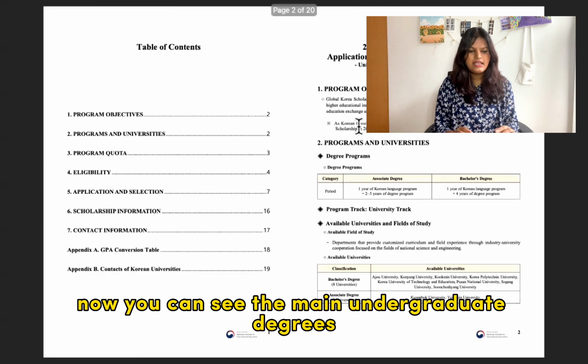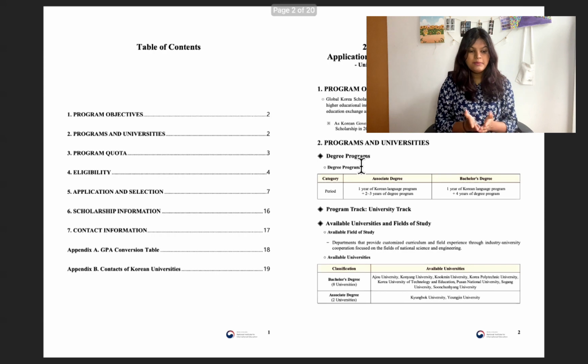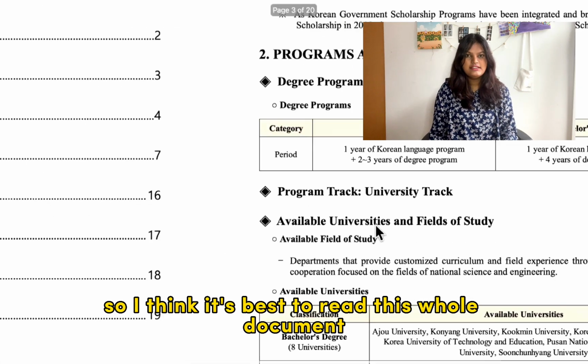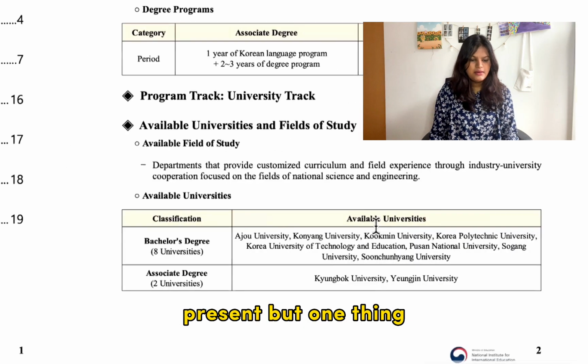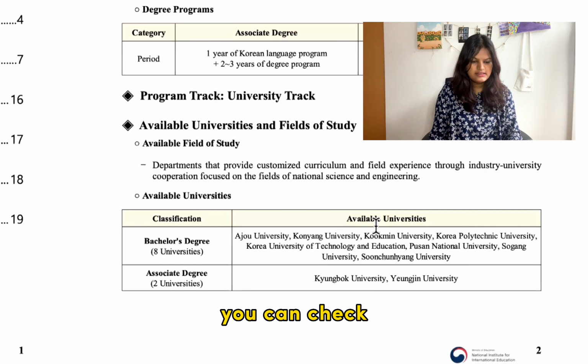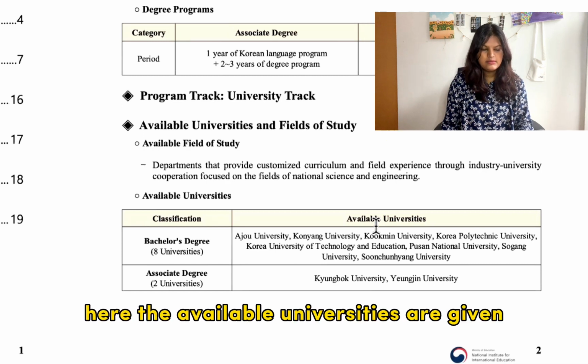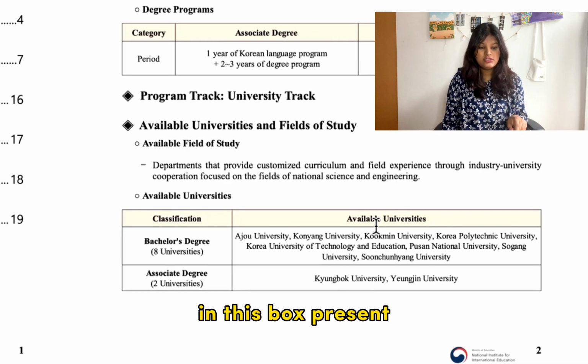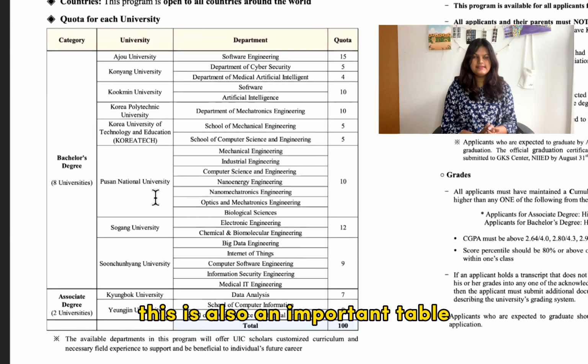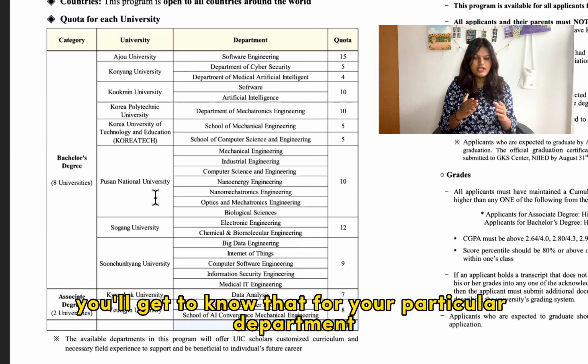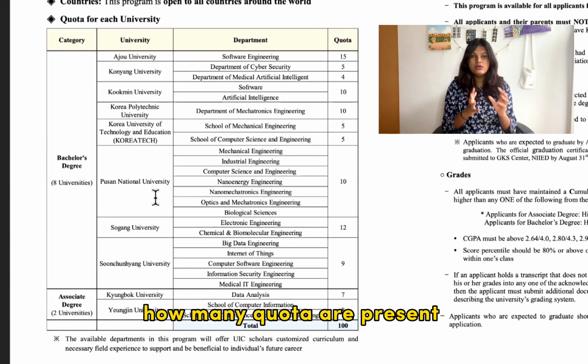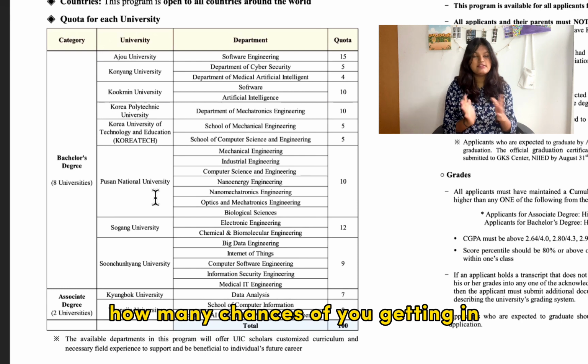You can see the main undergraduate degrees guidelines form. I think it's best to read this whole document. But one thing you can check here is the available universities. Available universities are given in this box. This is also an important table, because in this table you'll get to know how many quota there are for your particular department, or how many chances you have of getting in.